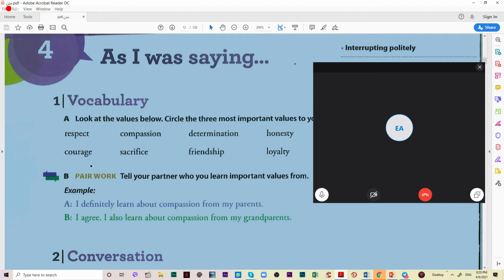So can you give me an example about courage? Yes, Kamal. No way is impossible to courage. What's the meaning of no way? No way, مستحيل. ليس هناك, no way. Way means طريق. No way, ليس هنالك. It's impossible, مستحيل.